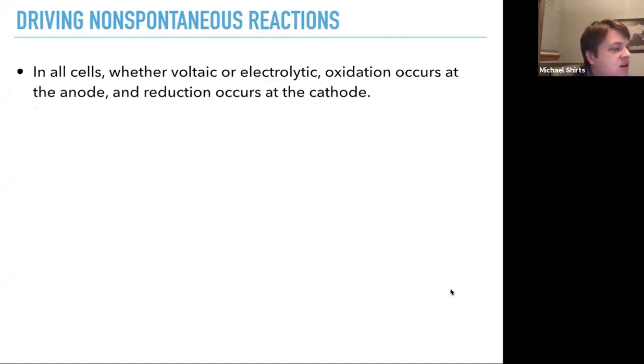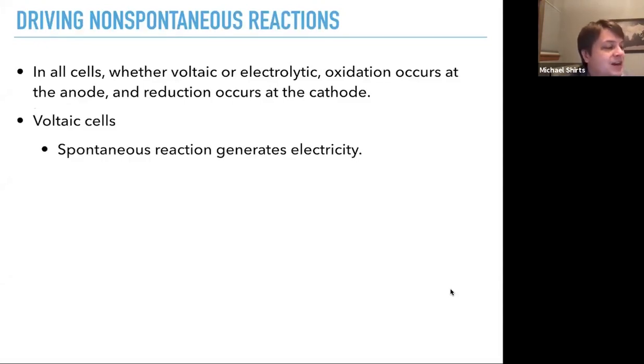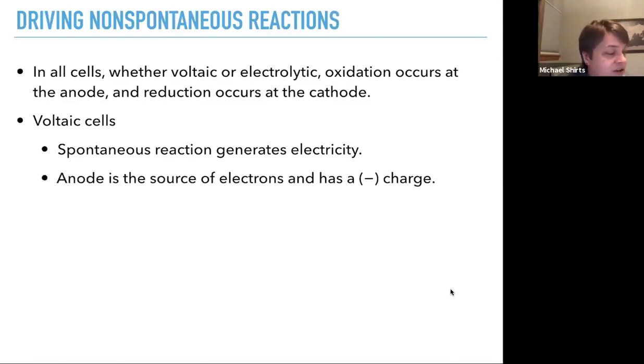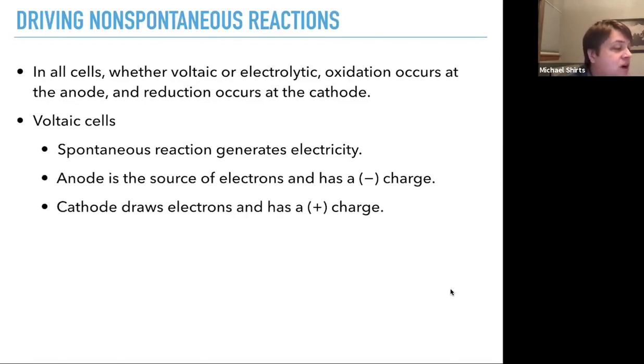In all cells, whether voltaic or electrolytic, oxidation occurs at the anode and reduction occurs at the cathode. That doesn't change at all. In voltaic cells, the spontaneous reaction generates electricity. You are actually taking electrons from the electrode, and they're flowing downhill to the cathode to generate energy. And so the anode is the source of electrons. It has a minus charge. The cathode draws electrons and has a positive charge.